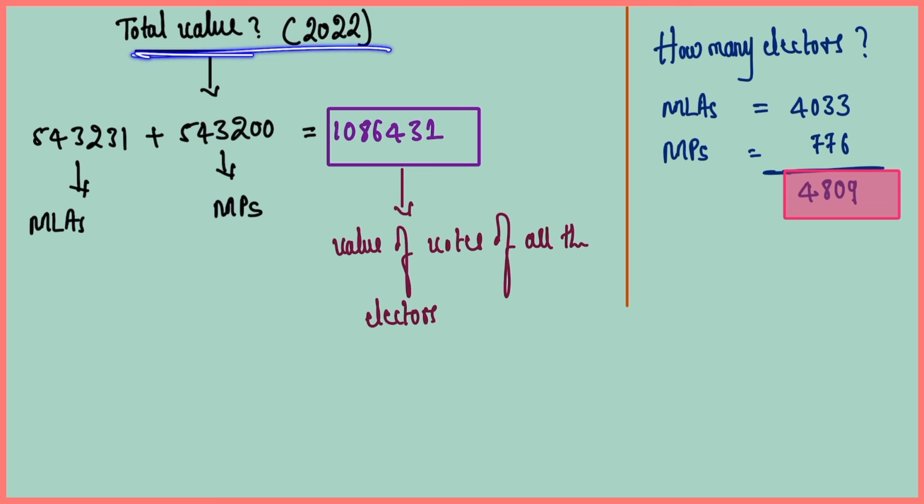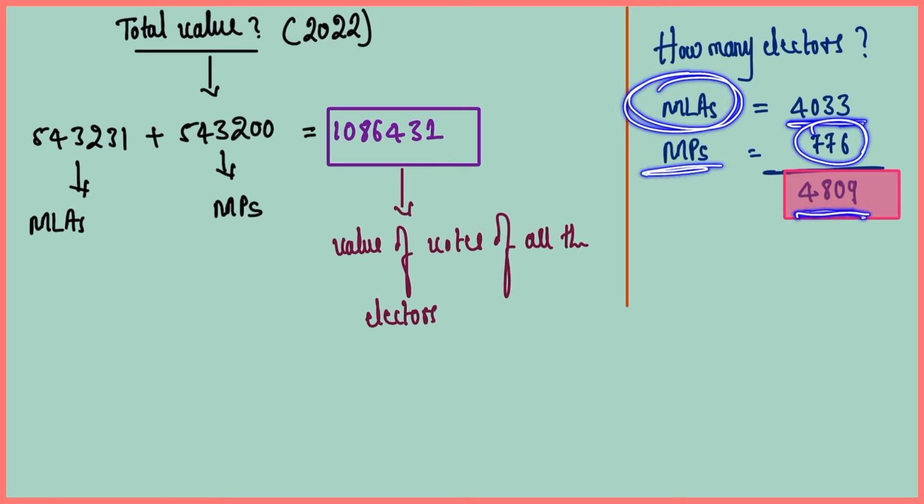So what was the total value of votes of all the electors in the 2022 presidential election? 5,43,231 is the value of the vote of all the MLAs. 5,43,200 is the value of the vote of all the MPs. 10,86,431 is the value of the vote of all the electors. And how many total electors are there currently? There are 4,033 MLAs and 776 MPs. So totally 4,809 electors.